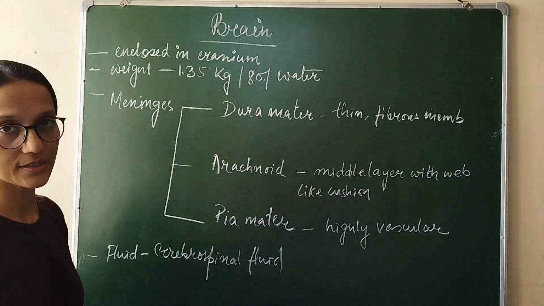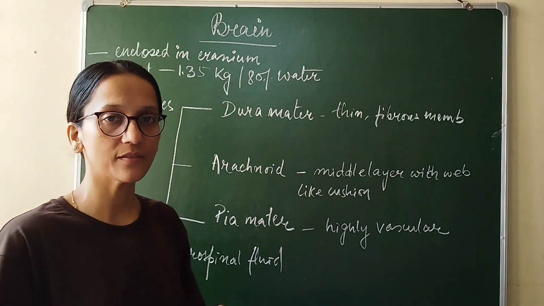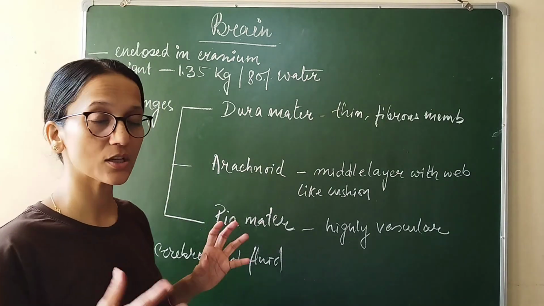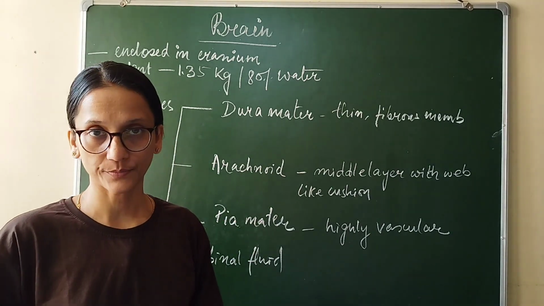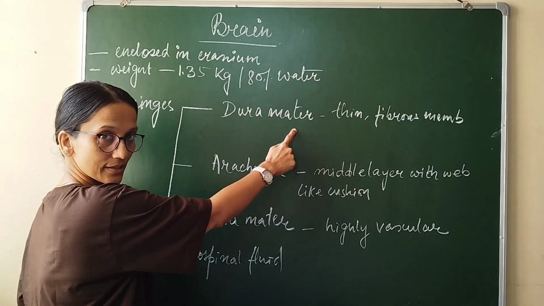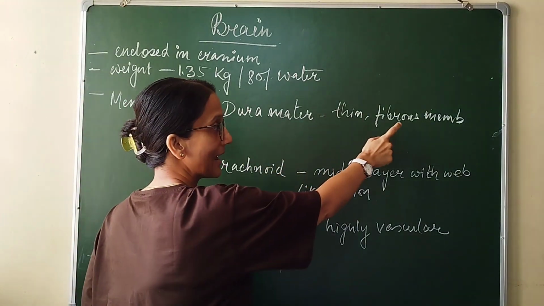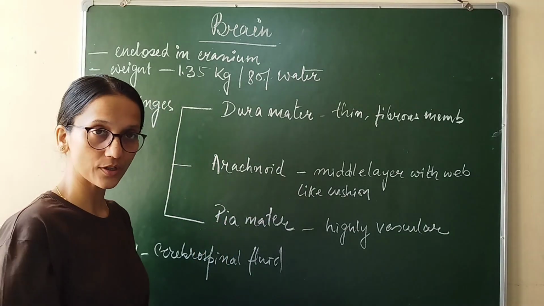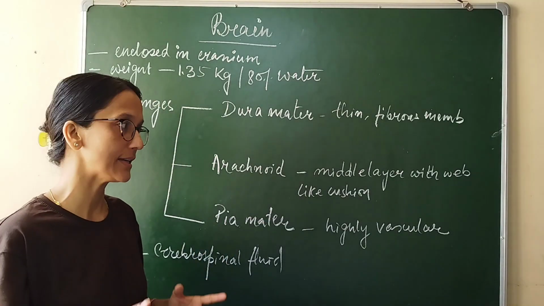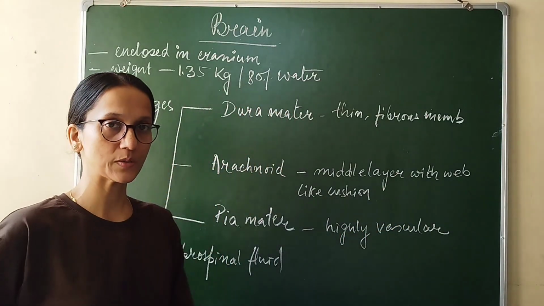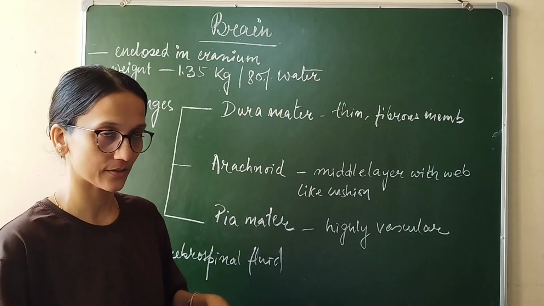Next is the meninges. These are the protective membrane which is there to cover the brain. Remember one thing, these membranes are also found in your spinal cord. So there are three important membranes. The first one is called dura mater. This dura mater is thin and it is a fibrous membrane. The second one is called arachnoid. Again, it is the middle layer. It is thin, but it has some web-like cushion, web-like structures present in them. Why? I will explain it afterwards.